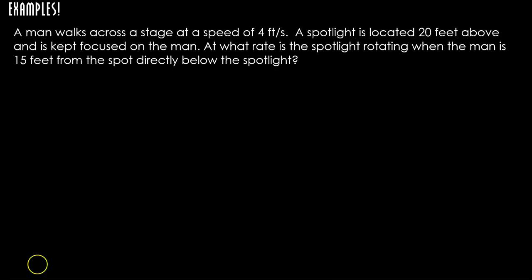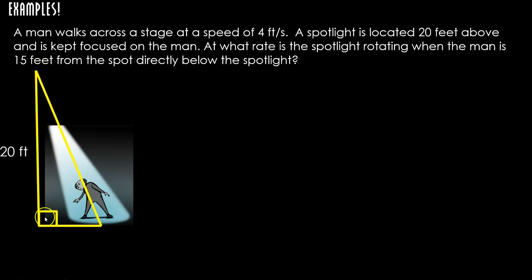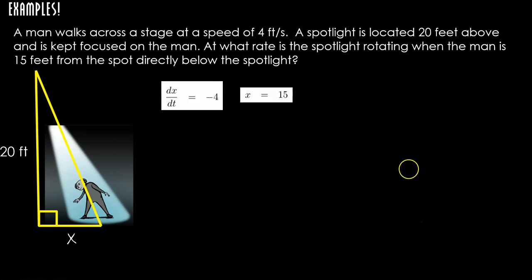So first we need a picture. There we go. We've got 20 feet for the spotlight. It's up here. I didn't draw it. Have a man here. I need to label the distance from the man to directly below the spotlight. Let's call it x. So I know that dx/dt is negative 4 because he's getting closer to the spot. And I care about the time when x equals 15. They're asking about rotation, so I need to label that angle. Let's call it theta. So I am looking for d theta/dt.